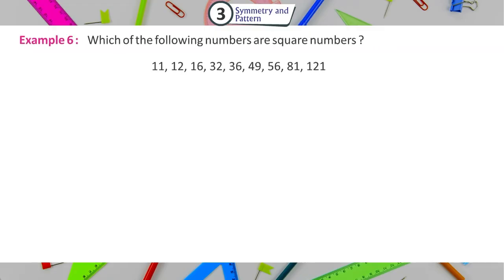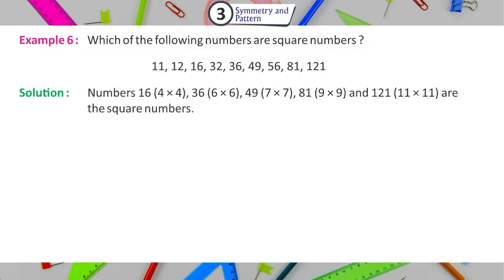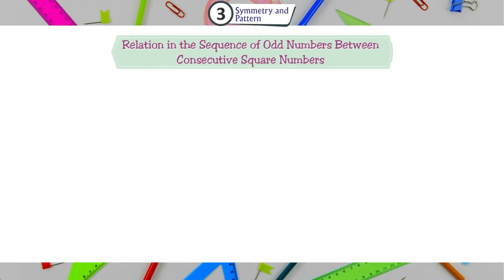Example 6. Which of the following numbers are square numbers? 11, 12, 16, 32, 36, 49, 56, 81, 121. Solution. Numbers 16, 4 into 4, 36, 6 into 6, 49, 7 into 7, 81, 9 into 9, and 121, 11 into 11 are the square numbers.